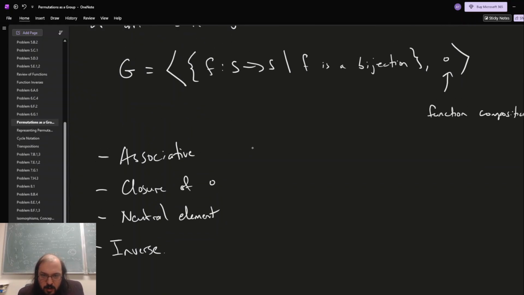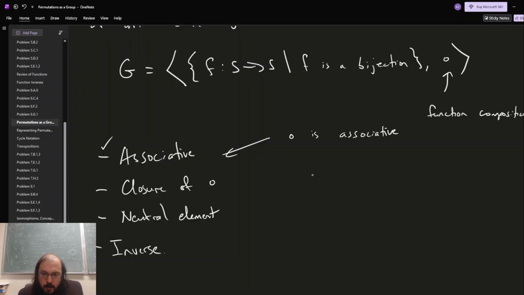So first off, associative: function composition being associative is one of those classic facts that we all know from our school days about just working with functions. So we'll consider this one done.